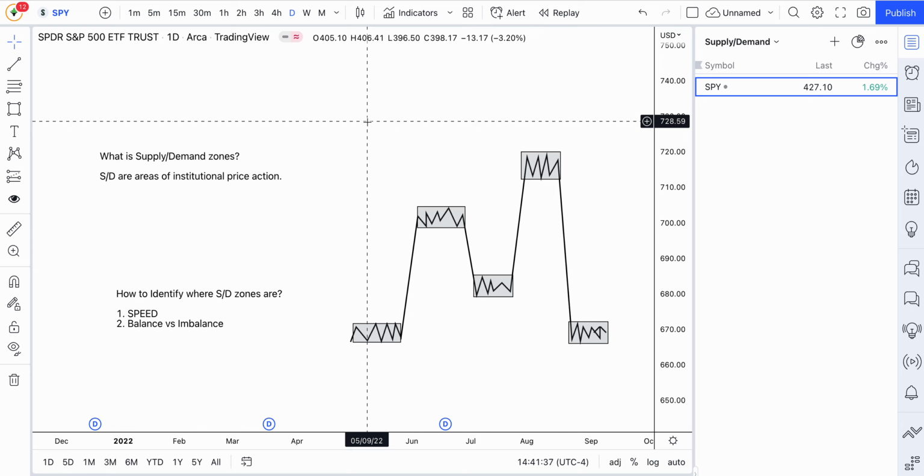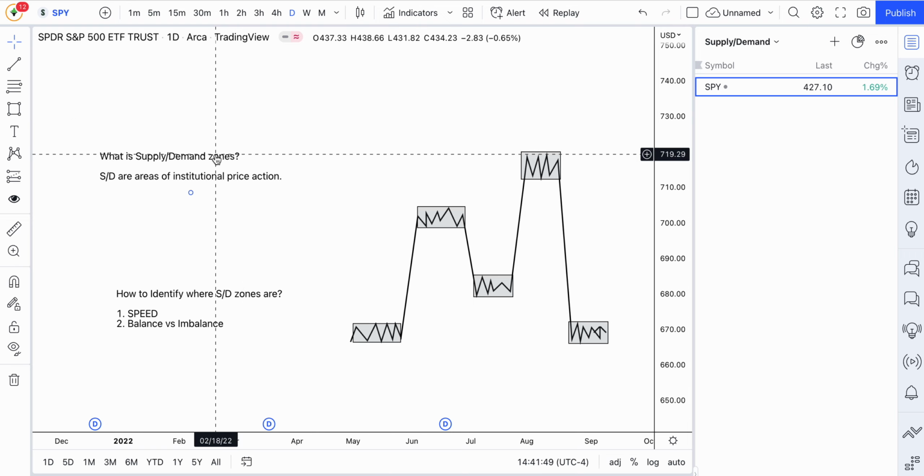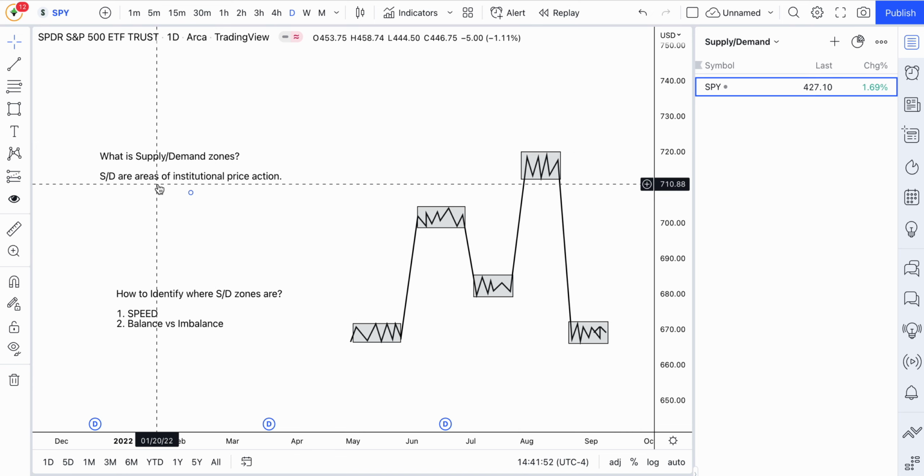So without further ado, let's just go ahead and hop into the first video of what even is supply and demand and the types of supply and demand zones. So what are supply and demand zones? Supply and demand zones are areas of institutional price action. That means these are areas where institutions, big banks, and a lot of big money are trading, right? And banks, they're not right 100% of the time, but most of the time they are. And so they leave ways that you can follow their trades, and that's exactly what supply and demand is.